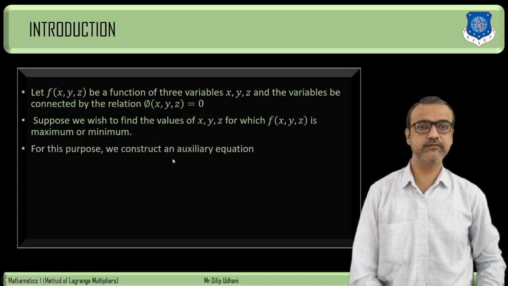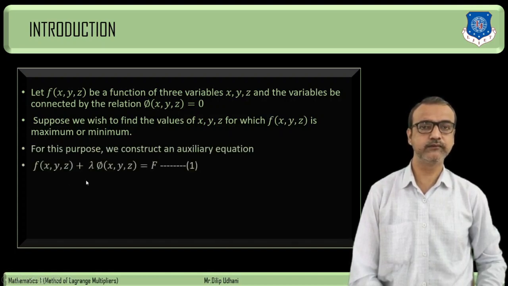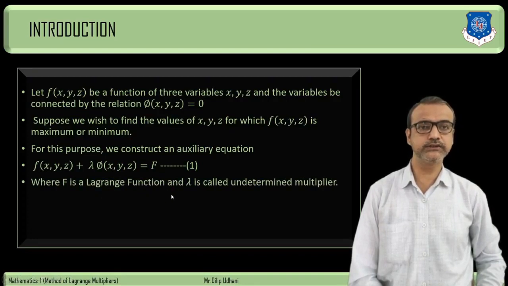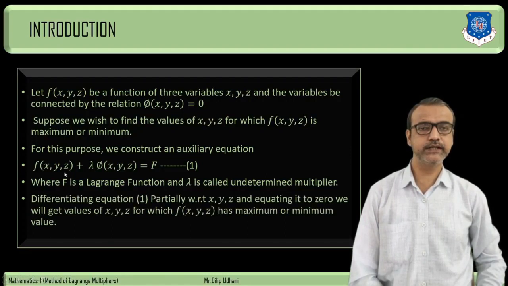For this purpose, we construct an auxiliary equation, that is f of xyz plus lambda into phi of xyz, that is equals to capital F. Now say this is equation number 1, where capital F is a Lagrange function and lambda is called undetermined multiplier. Differentiating equation 1 partially with respect to x, y, z and equating it to 0, we will get the values of x, y, z for which f of x, y, z has maximum or minimum value.